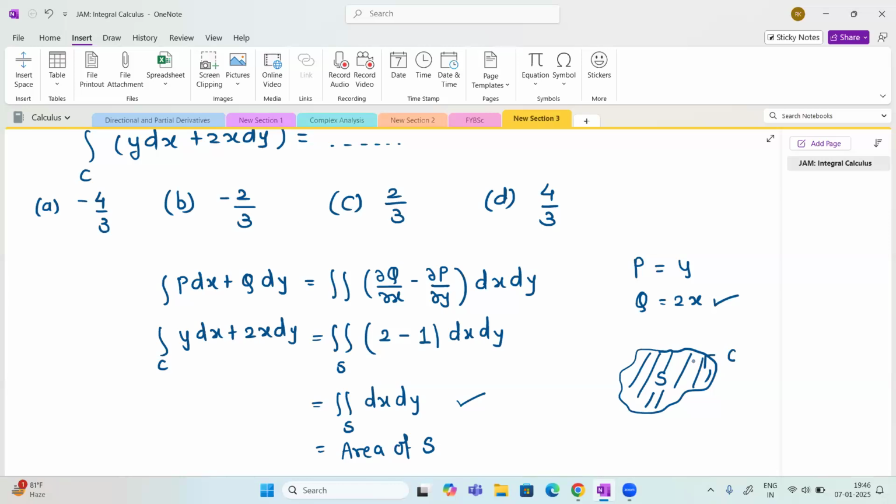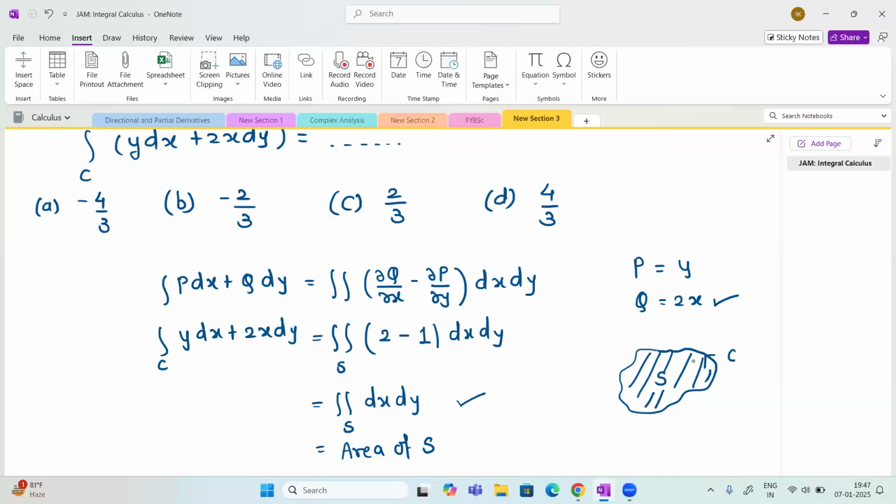See, I'm telling the relation between C and S. C is a closed curve and S is the region bounded by that closed curve C. And one more important thing: there is no function, only dx dy is there. It means it gives the area of the surface S. So if S is any standard region, such as a circle, rectangle or triangle, we can directly use the formula which we already studied in school and get the answer. But if the region is complicated, we need to find the limits and solve the problem.